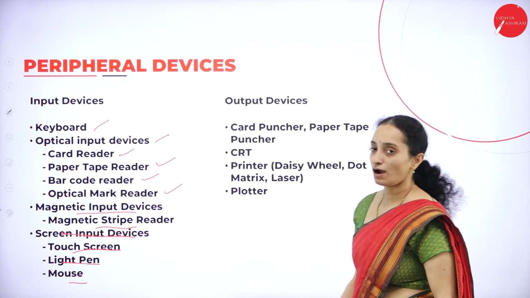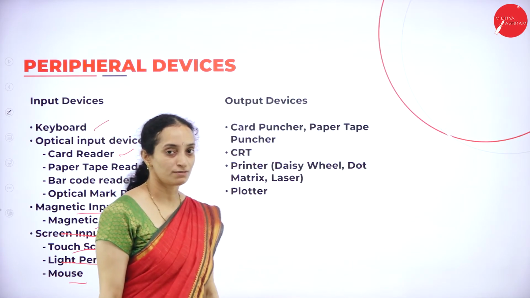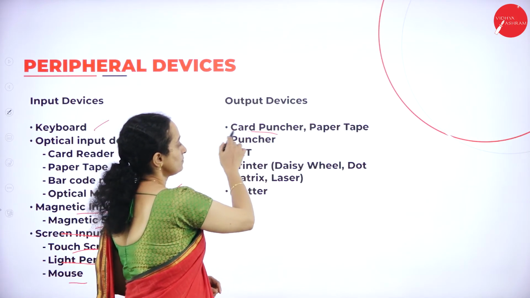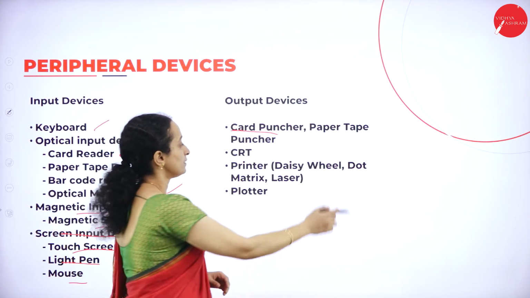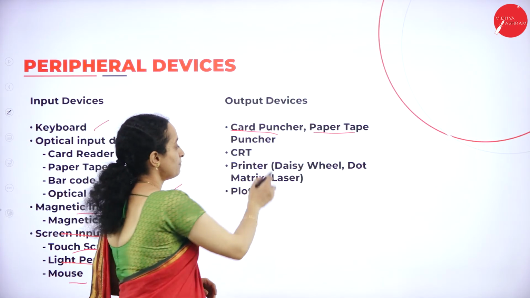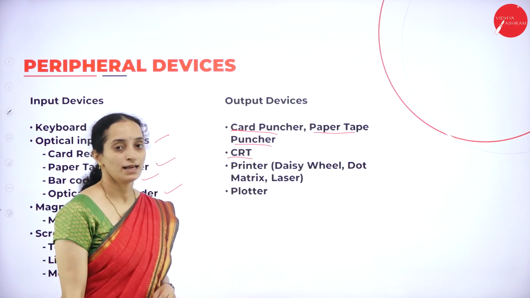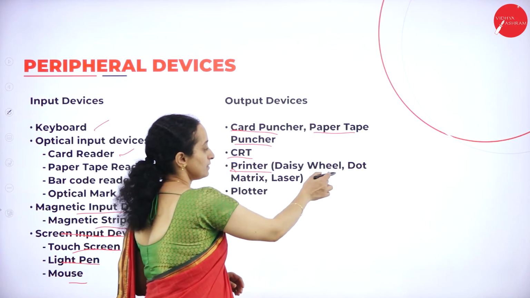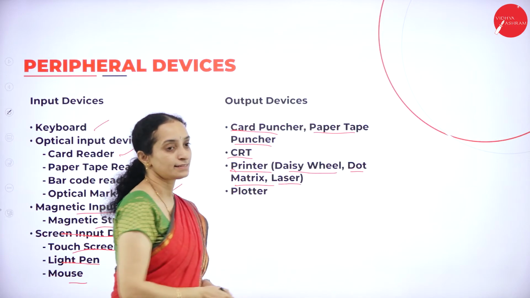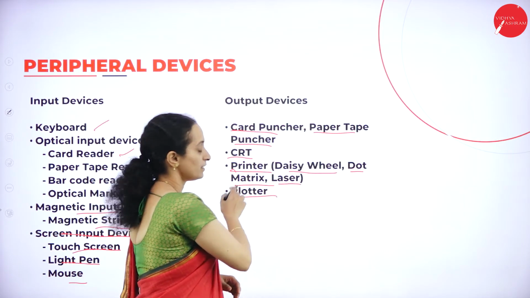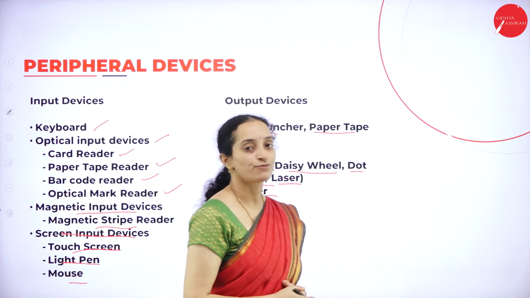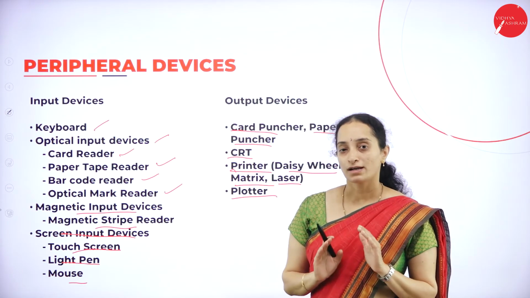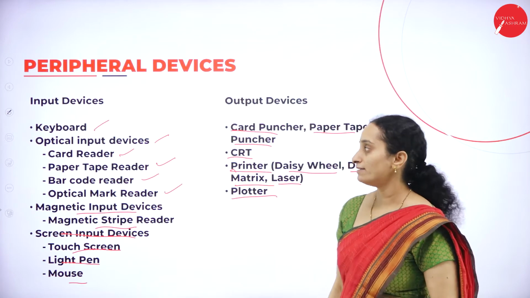Okay. About the output devices, we have so many. The normal one is the monitor. Then we have the card puncher, paper tape puncher, the CRT and LED monitors, printers like the daisy wheel printer, dot matrix and laser printers. Then we have the plotter. These are some of the output devices and these are some of the input devices. These also come under the category of peripheral devices.